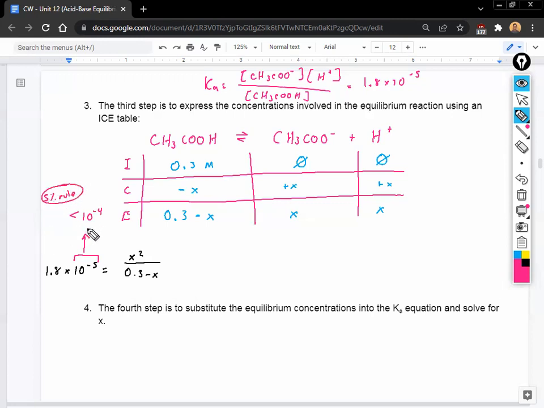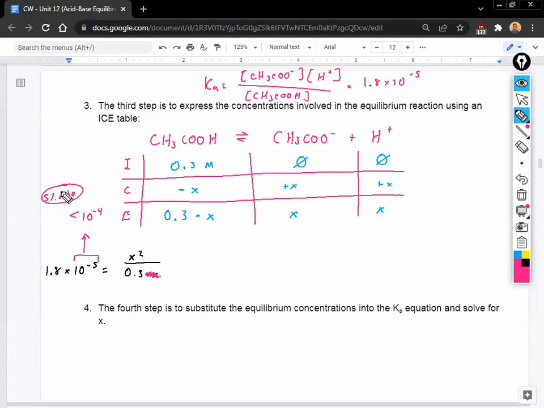So if the exponent is less than 10 to the negative 4, we can assume the 5% rule. What that means is we can ignore the minus X, because the change is going to be so small, it's not going to make a big difference in our calculations. Does that make sense? Do you guys remember the 5% rule?